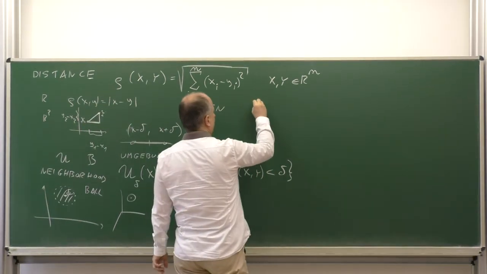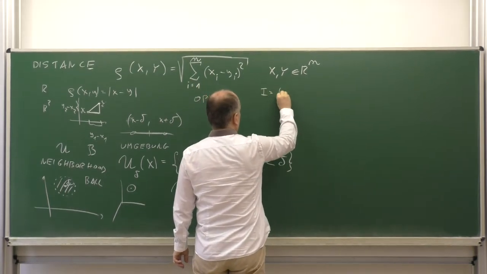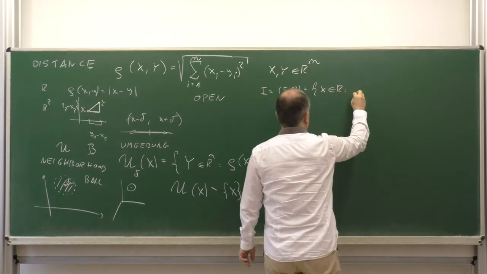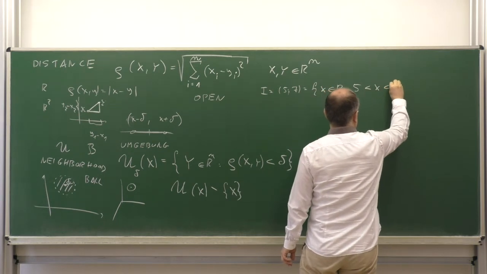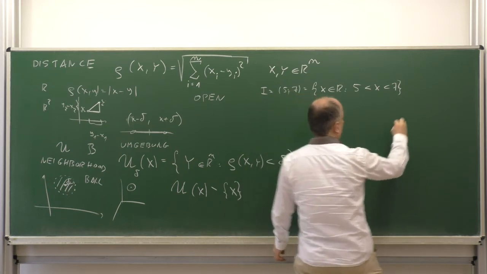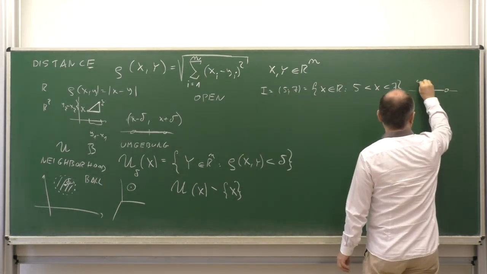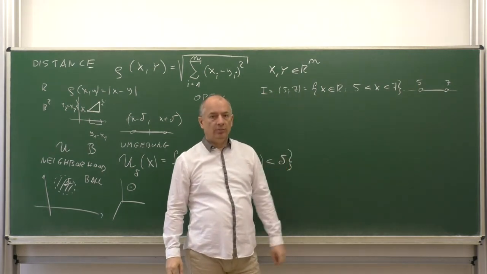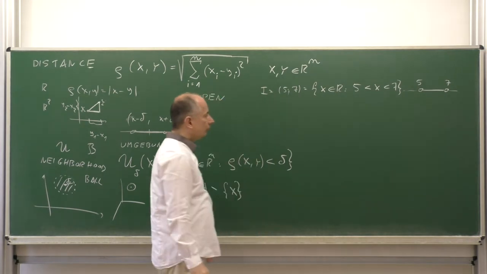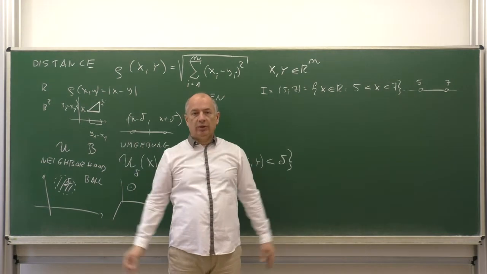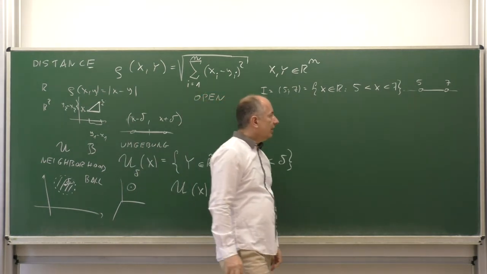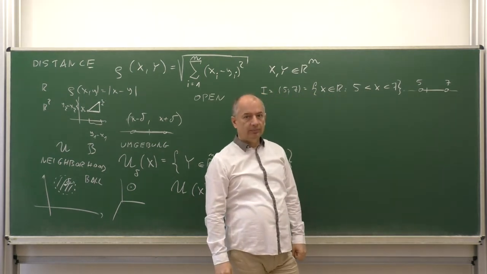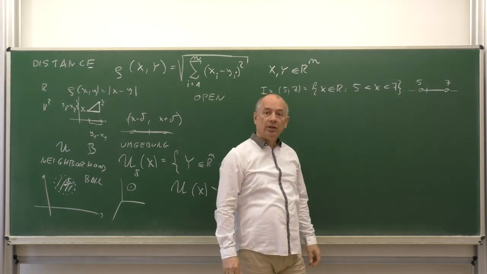If you remember what is an open interval, say from 5 to 7, this is the set of all the points x from R such that x is greater than 5 and less than 7. So this can be visualized as a segment, as an interval between 5 and 7, but the endpoints 5 and 7 do not belong to the open interval. How to generalize this to higher dimensional spaces? One interesting property of such an open interval is that when you consider some point in this open interval, then you can find some neighborhood which is inside.